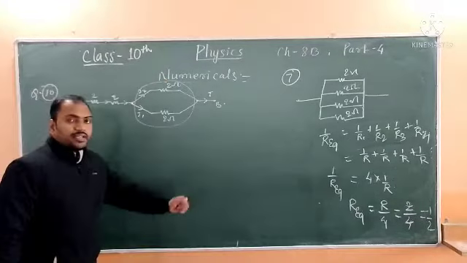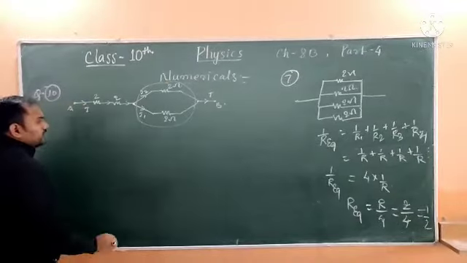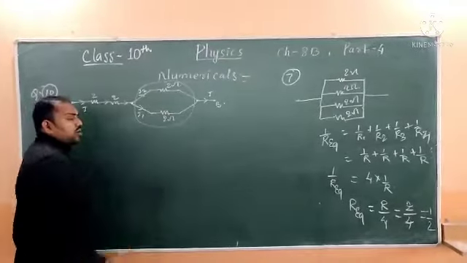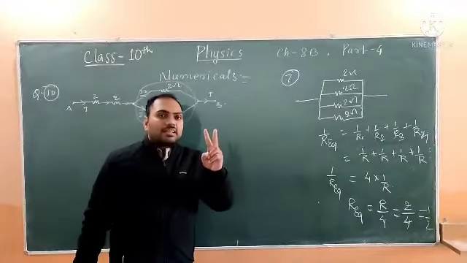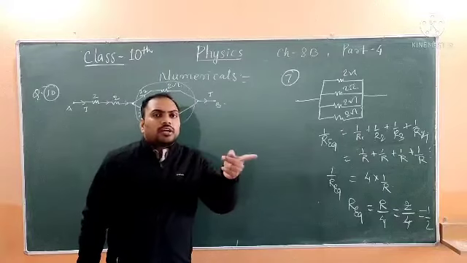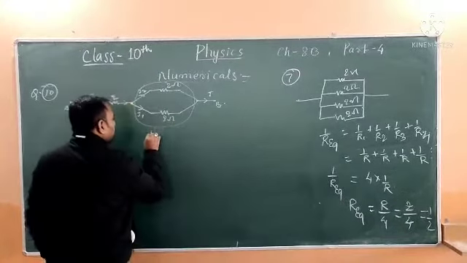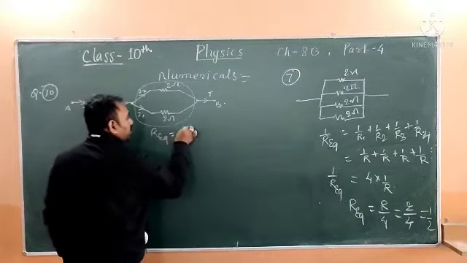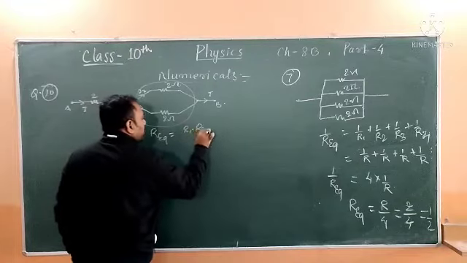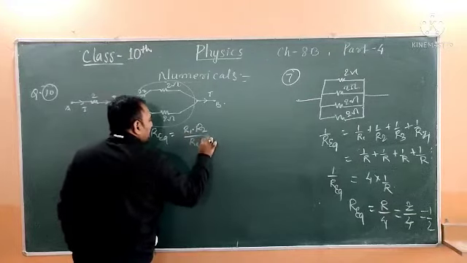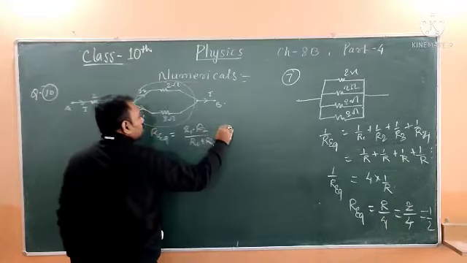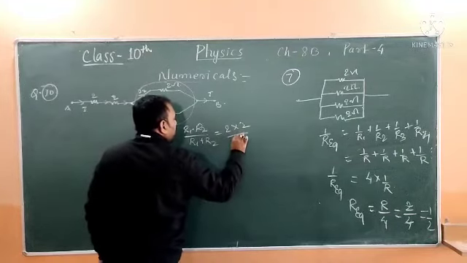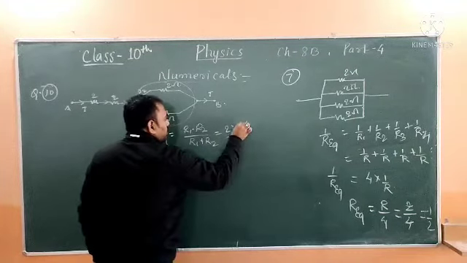I have already given you the idea about how to solve when there are 2 resistors in parallel, that is product upon sum. So R equivalent will be R1 into R2 divided by R1 plus R2. It is so easy to solve. 2 into 2 divided by 2 plus 2, that is 4.